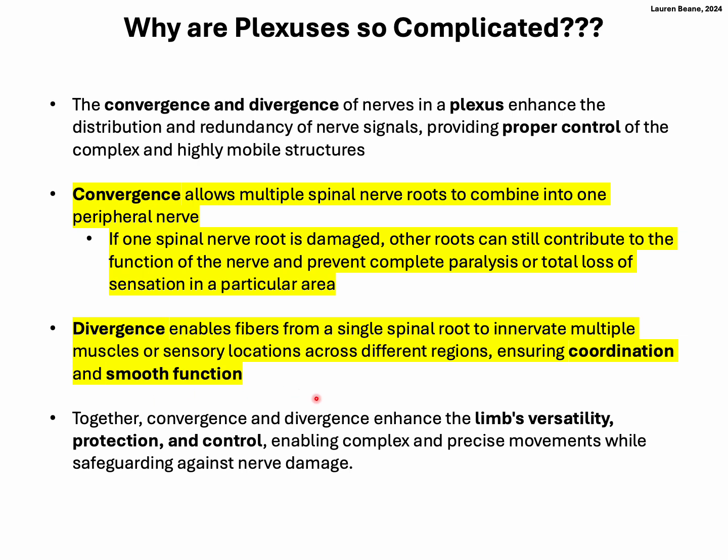Divergence enables fibers from a single spinal nerve root to innervate multiple muscles or multiple sensory locations. And this really enables the ability to coordinate multiple muscle groups and carry out real smooth functions. So this really enhances the limb's versatility. It provides a protective barrier and enables control.